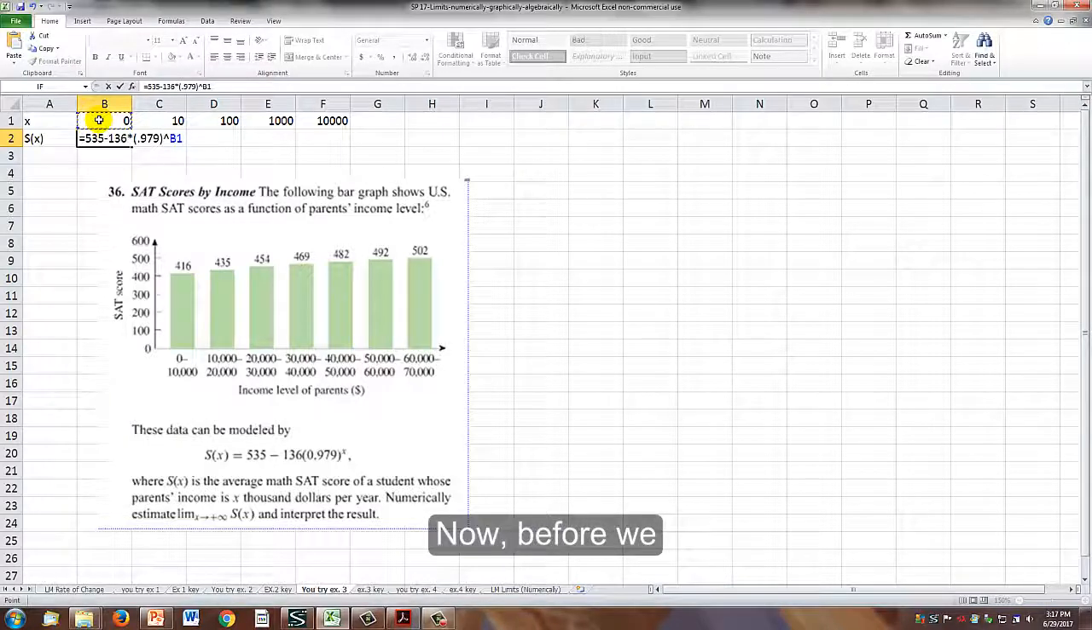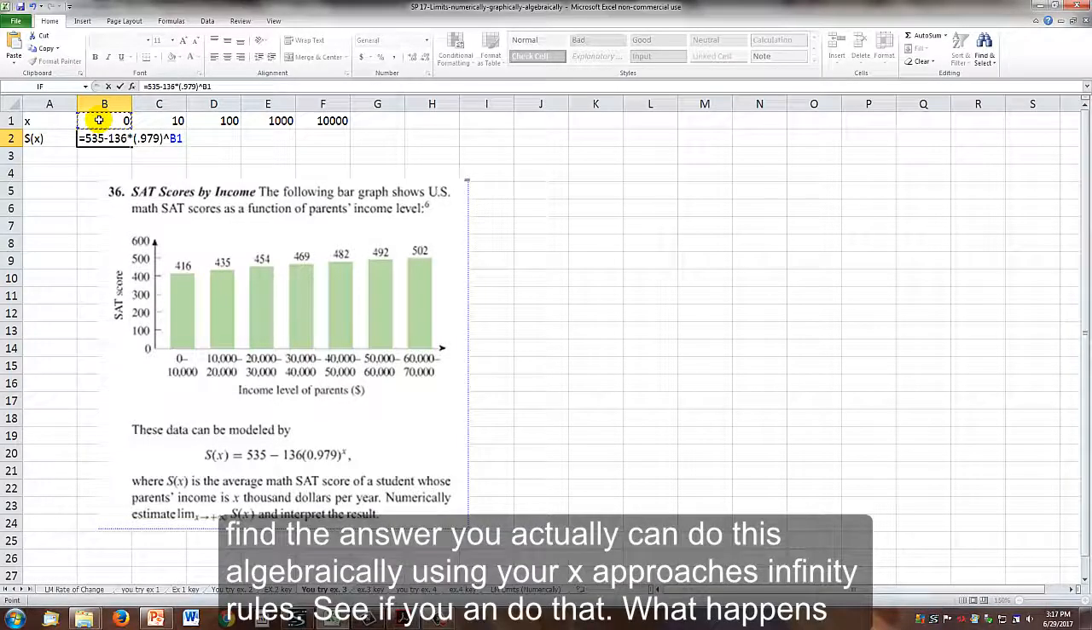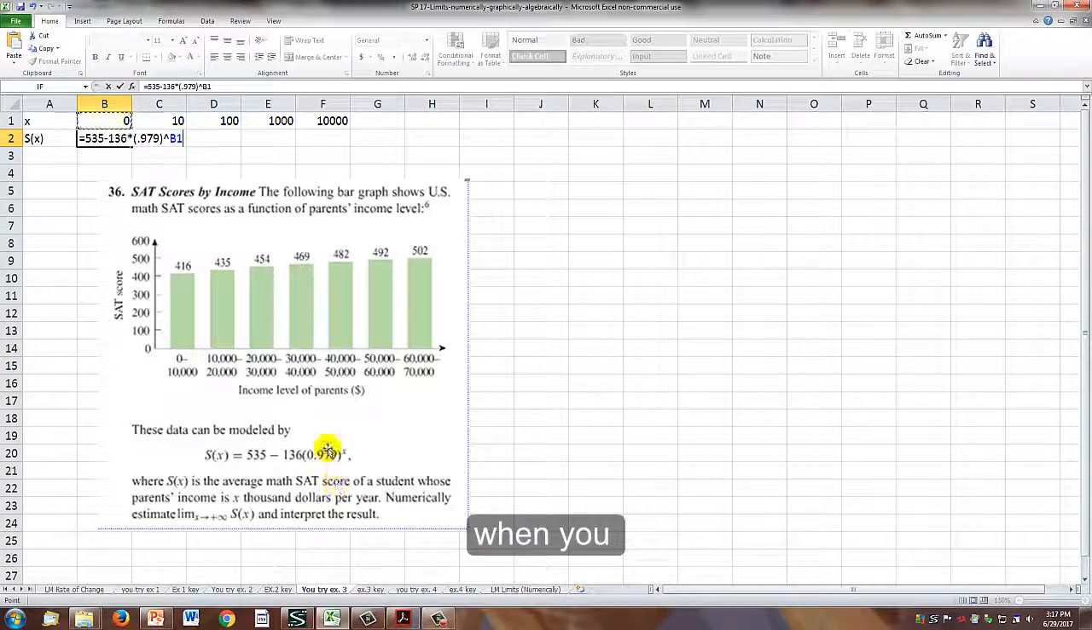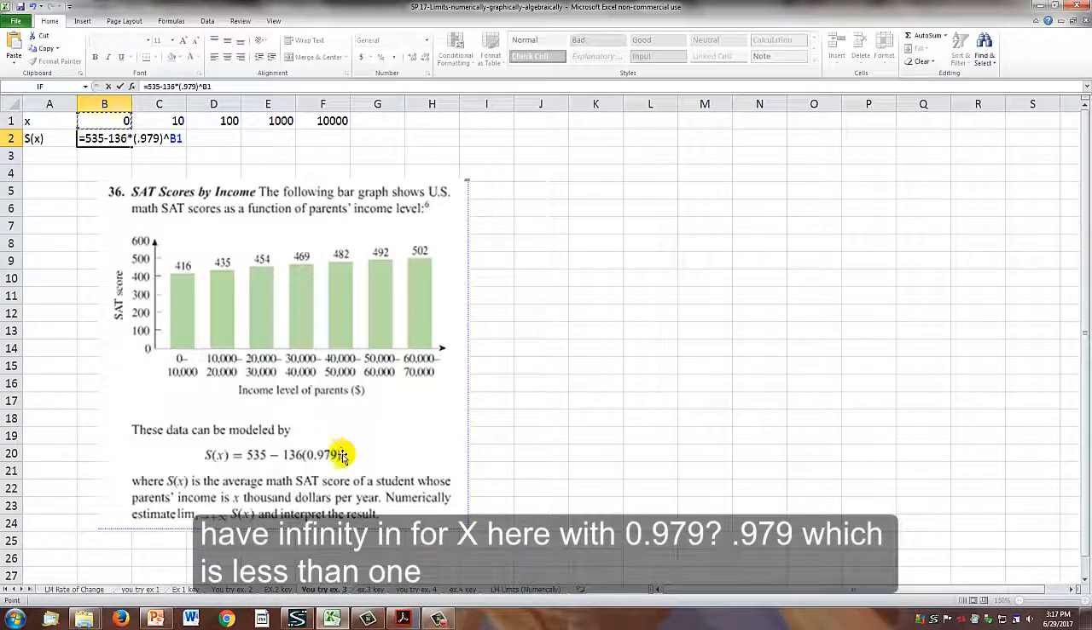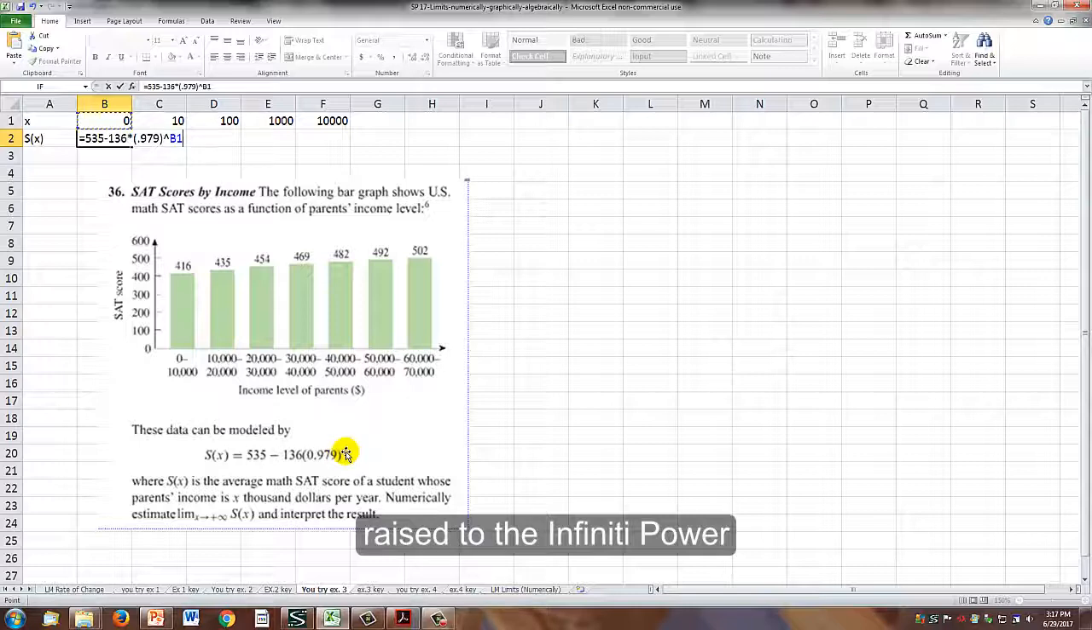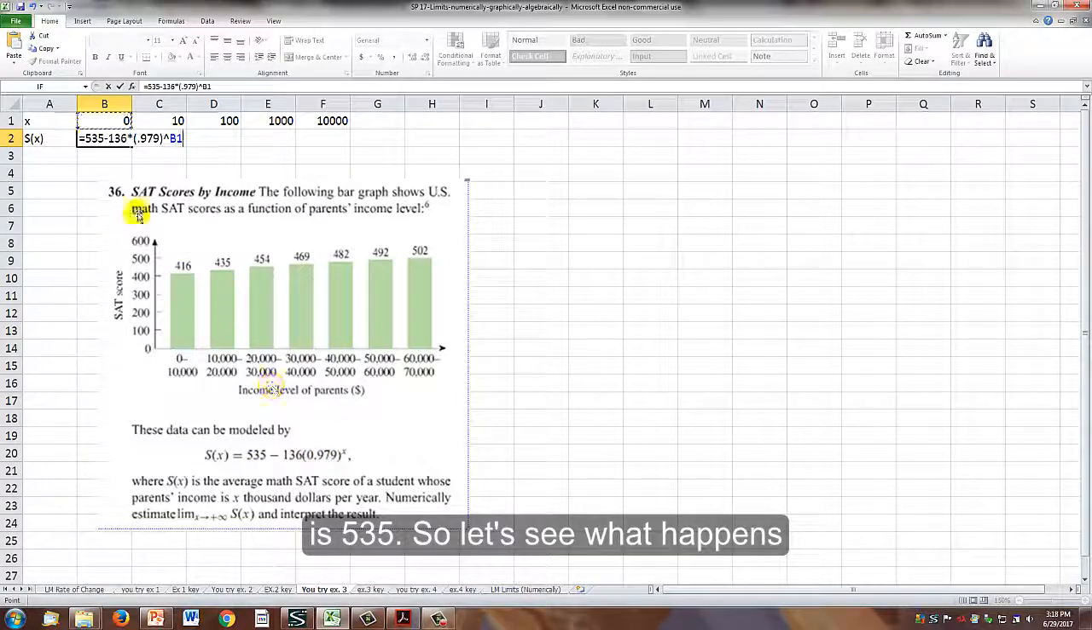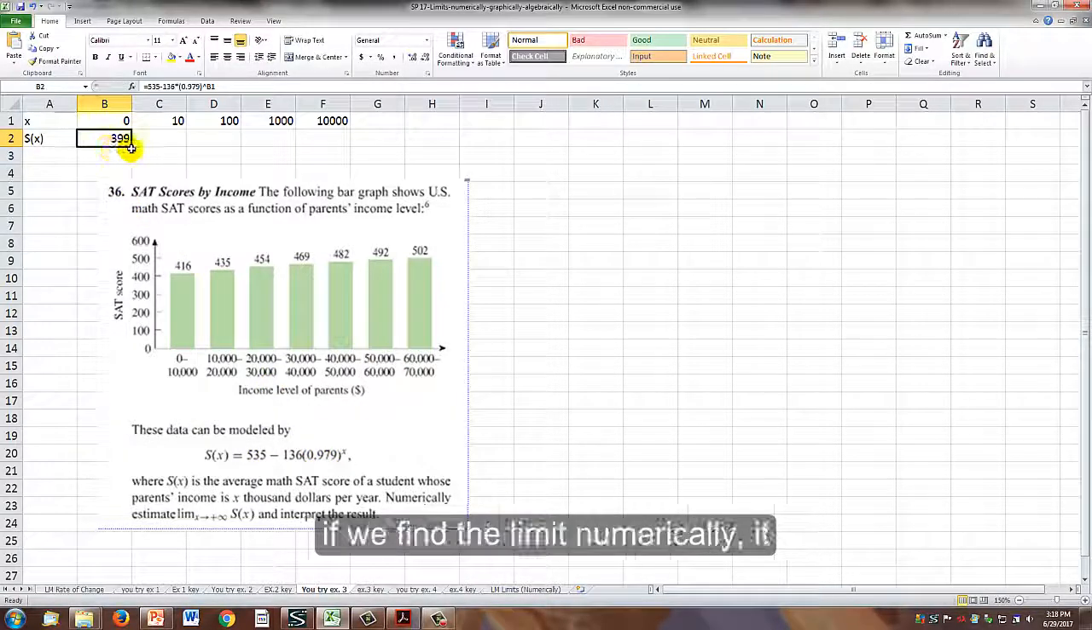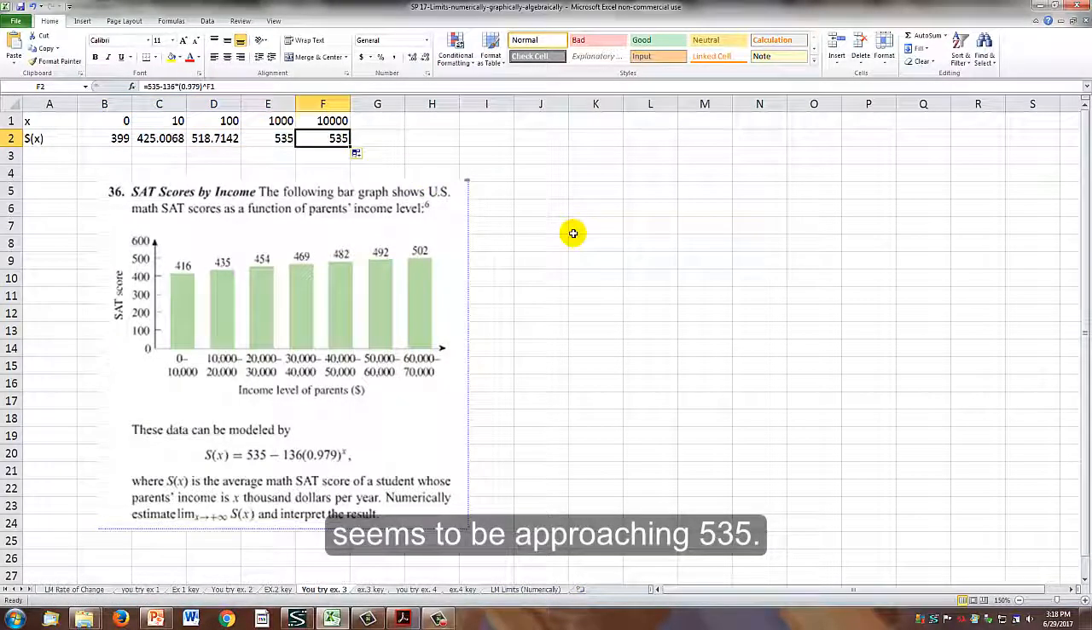Now before we find the answer, you actually can do this algebraically using your x approaches infinity rules. See if you can do that. What happens when you have infinity in for x here with 0.979? 0.979, which is less than 1, raised to the infinity power, that's going to go to 0. And then 136 times 0 is 0. And then 535 minus 0 is 535. So let's see what happens if we find the limit numerically, it seems to be approaching 535.